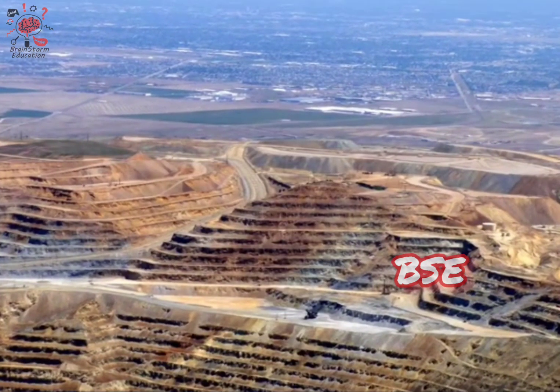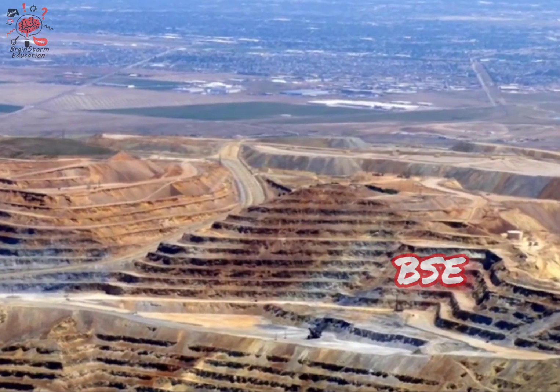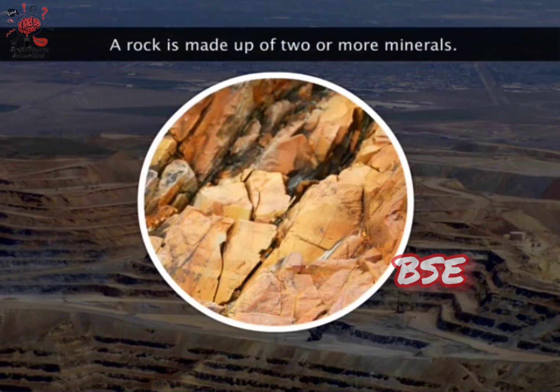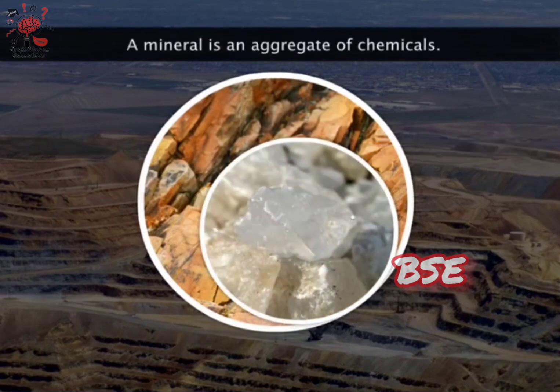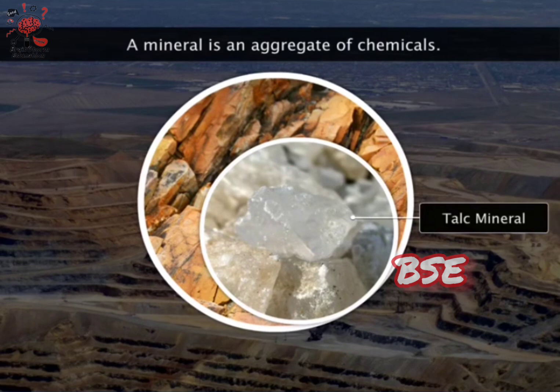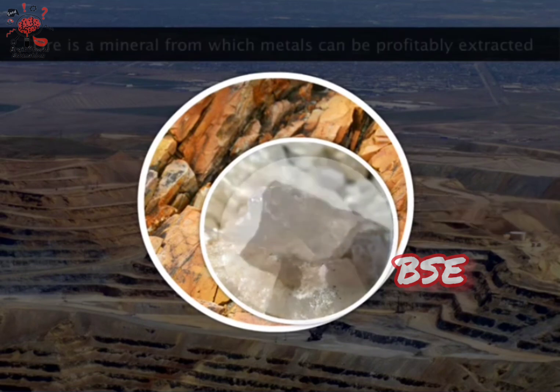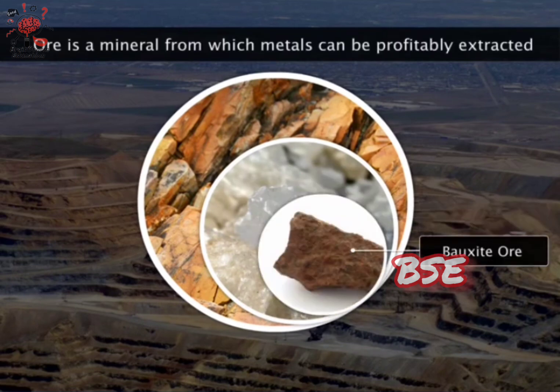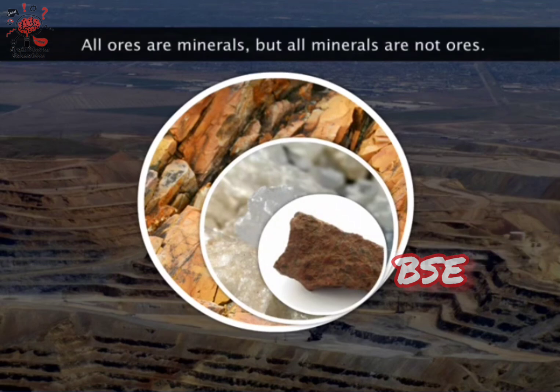The earth is made up of rocks and minerals. A rock is made up of 2 or more minerals. A mineral is an aggregate of chemicals. Ore is a mineral from which metals can be profitably extracted. All ores are minerals, but all minerals are not ores, since we cannot extract metals profitably from all minerals.